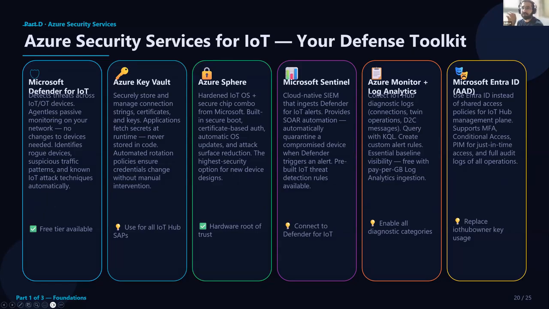You should be aware of and should be using it. So the one I already mentioned, Microsoft Defender for IoT. It is like an agentless passive monitoring service. It mirrors network traffic from a tap or span port, okay, and uses behavioral analytics to detect rogue devices, lateral movements, and known IoT attack patterns. It does not require any changes to devices. There is a free tier for cloud connected IoT hub environments.